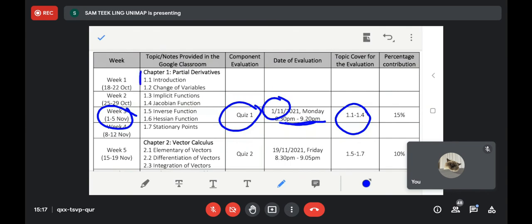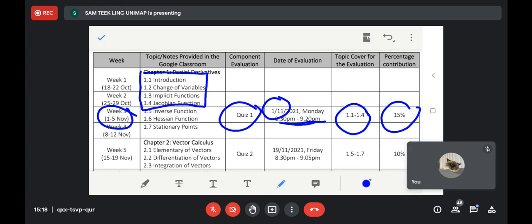So 1.1 until 1.4, you follow your chapter. The percentage is 15%. It's on 1 November, our quiz 1. Then the question is upload solution. You can see here: introduction, change of variable, implicit function, Jacobian function. So these four we test in quiz 1.